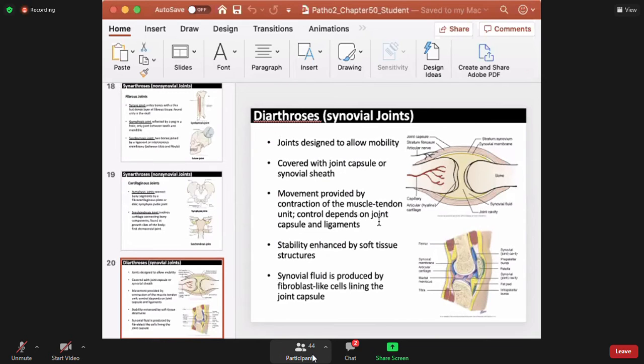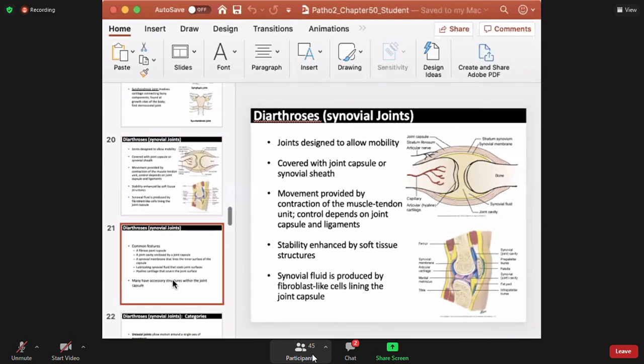Your diarthrosis allows you to have lots of mobility. So you tend to find that in an area where you need lots of mobility, like the knees, for example. You have these joint capsules that are made up of a synovial capsule, which has a synovial membrane. The synovial membrane secretes synovial fluid, and that synovial fluid lubricates the joint itself. These diarthroses tend to stabilize the joint really well, especially because it's a joint that tends to have a lot of movement.